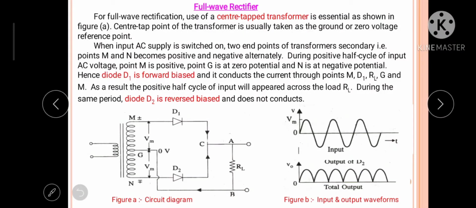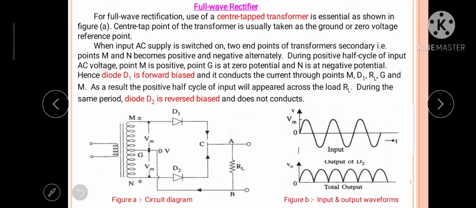For full wave rectification, use of center tap transformer is essential as shown in the following figure. Center tap point of transformer is usually taken as the ground or zero voltage reference point as shown. Here, this is input AC voltage that we have to apply to this rectifier circuit, and this is output that we are getting across the load. Now try to concentrate on figure A as a circuit diagram. When input AC supply is switched on, two endpoints of transformer's secondary, that is point M and point N, become positive and negative alternately.